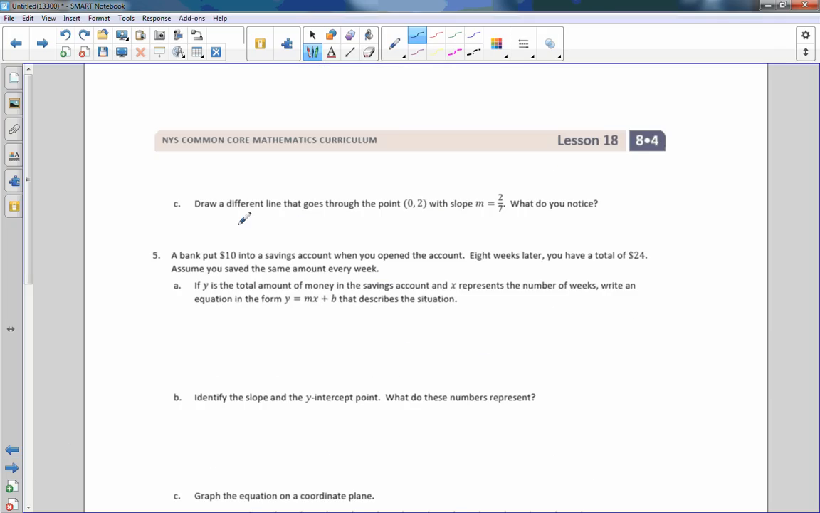Okay, so what do I notice? The 2 lines coincide.